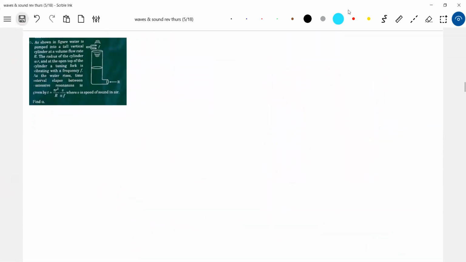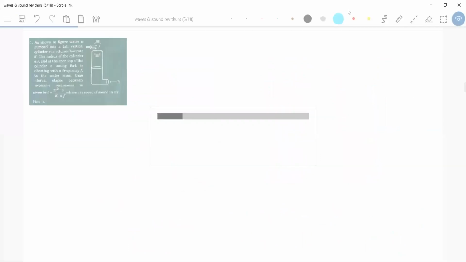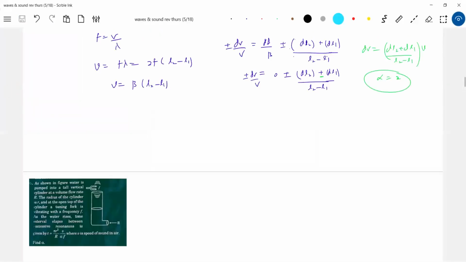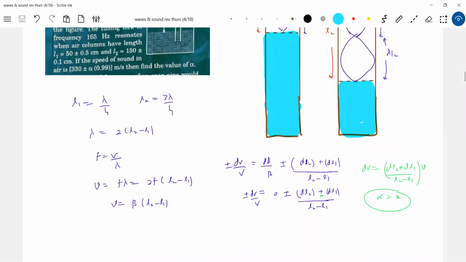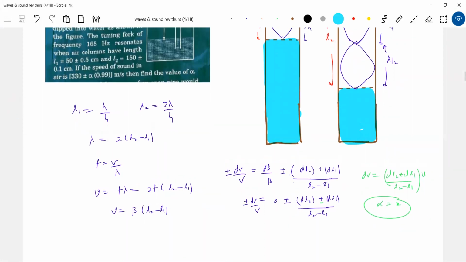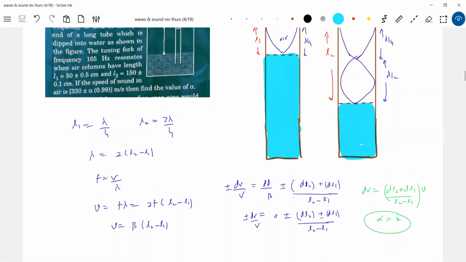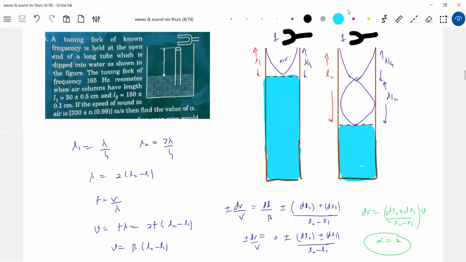Sir, why can't we take directly lambda equal to 4L1 in the previous case? Like we know the error in L1. Why shouldn't we take lambda equal to 4L1 and v by 4L1? We don't know whether it is the fundamental frequency or not, whether it is resonating with the fundamental. We cannot directly take L1 equal to lambda by 4. We should take L1 as (2n plus 1) lambda by 4.